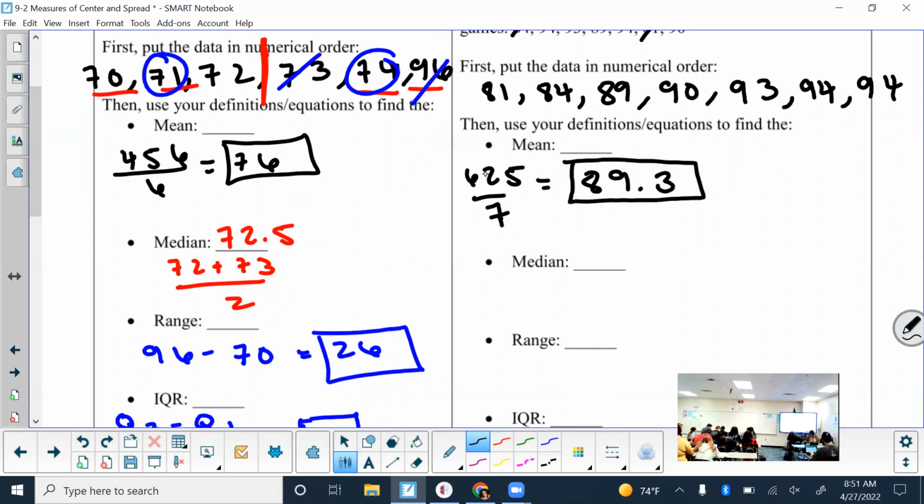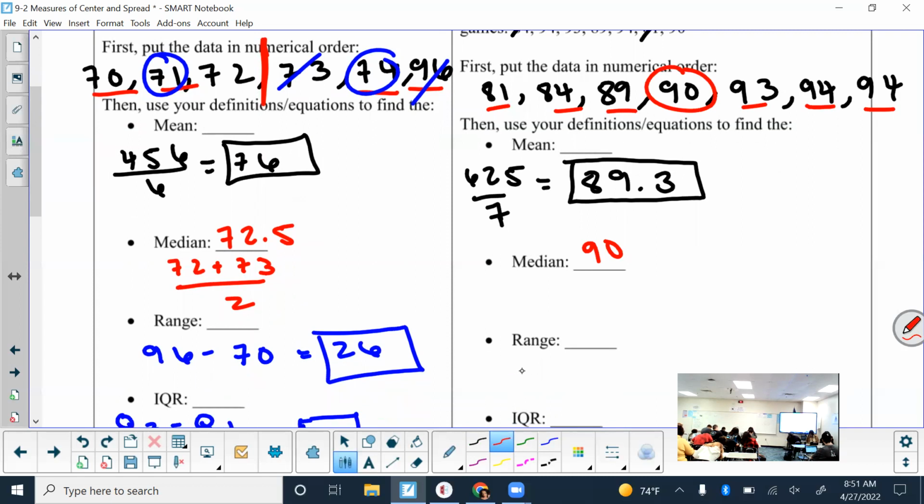For the median, now this one is slightly different because you won't have two numbers in the middle, right? What's my middle number? 90. So left, right, there's only one number in the middle this time, which is 90. No having to take the average of anything this time.